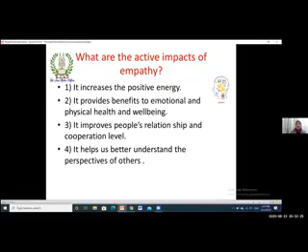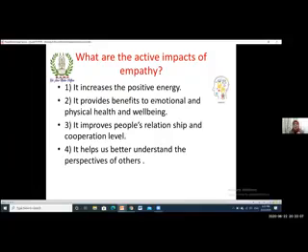The first one, to increase the positive energy, to enhance the positive energy in your personality. By empathy, you reduce the personal conflicts in your character. Because when you talk about the situation and try to solve the problem with another person, and this person is honest with your ideas and your secrets, this will enhance the positive energy in our society. This is the first point.